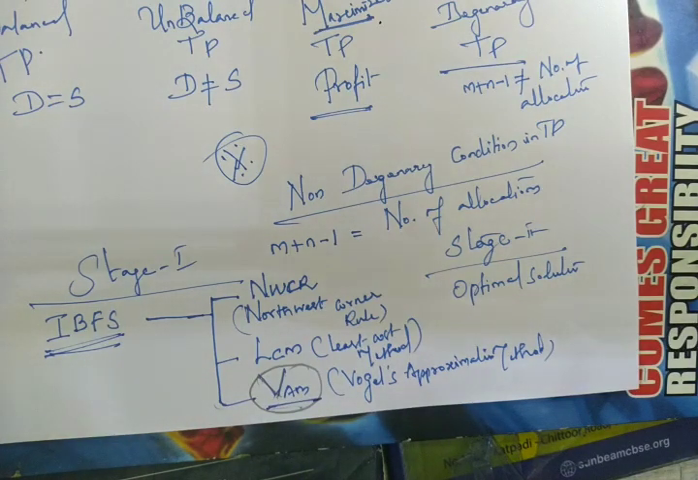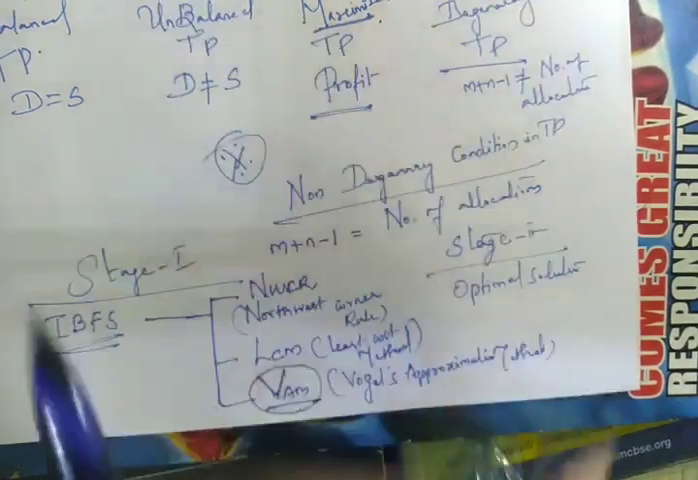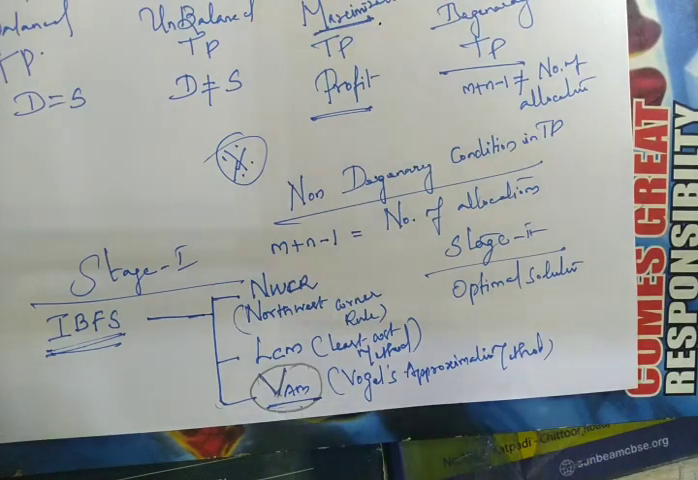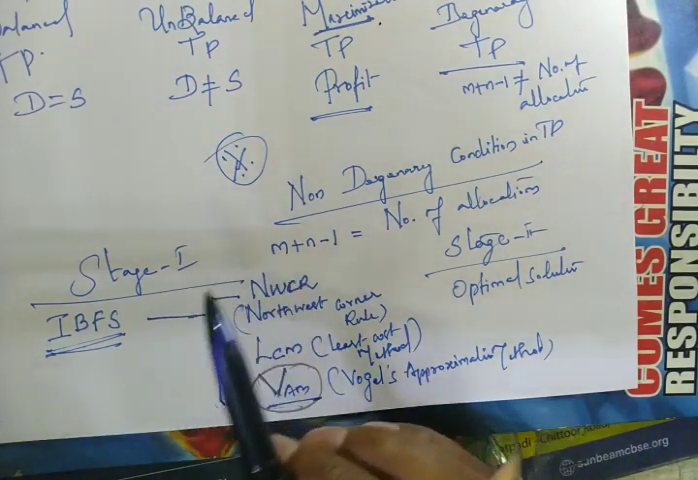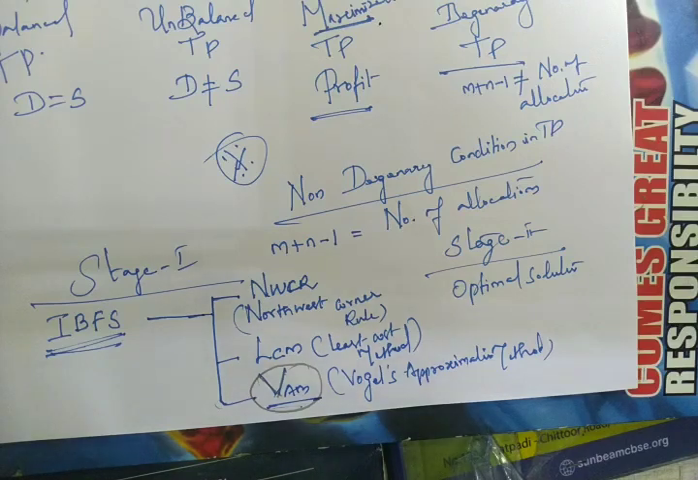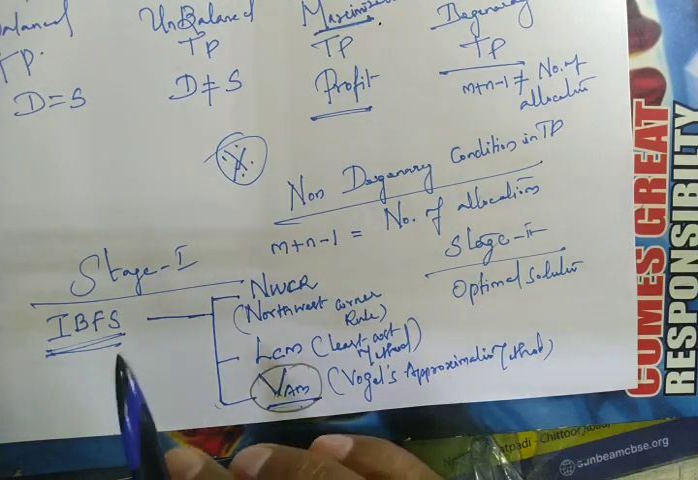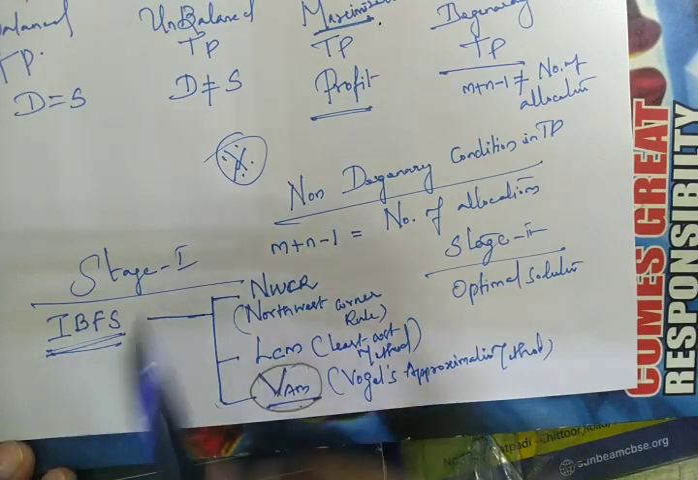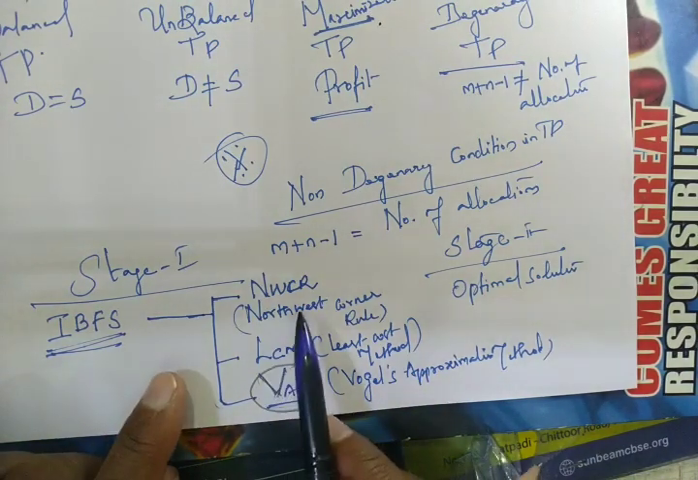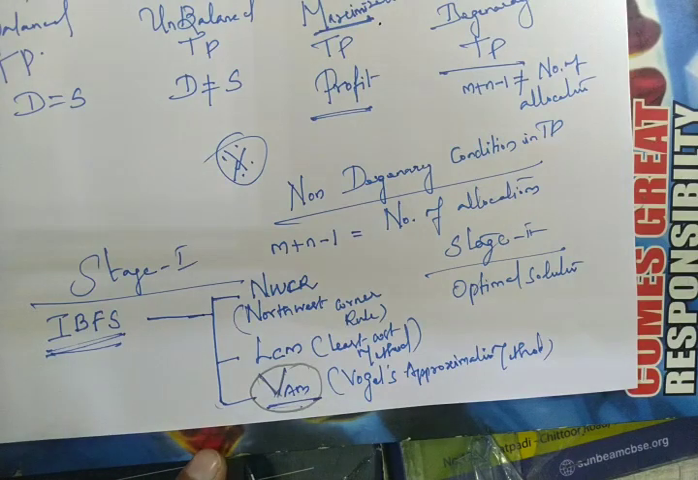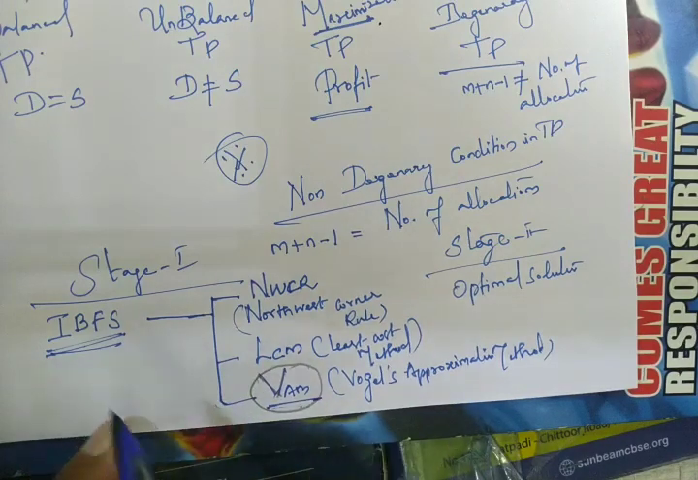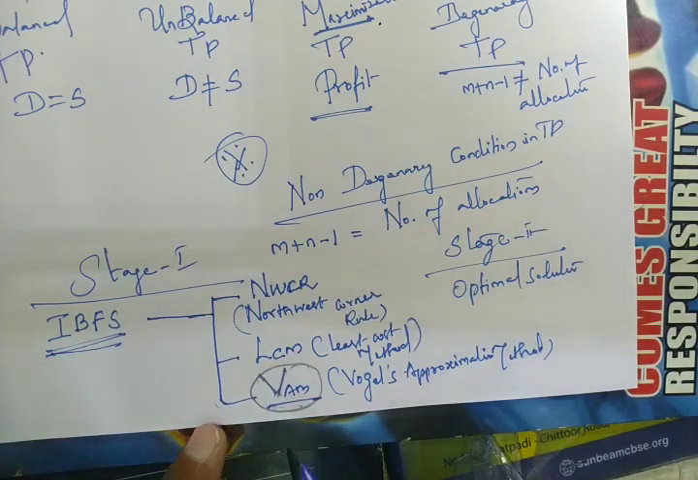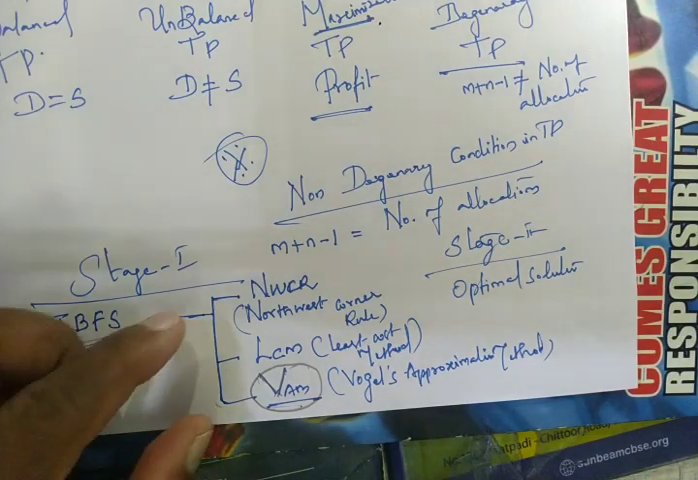Another question I want to tell you about from the old question papers: to find the IBFS of a TP, which method is not applicable? The options given are NWCR, LCM, WAM, and the fourth one given is the Hungarian method. Here these three are helpful to find the IBFS. The Hungarian method is for finding what? The assignment algorithm only. So Hungarian is the answer. That's the reason you have to be very careful in this.